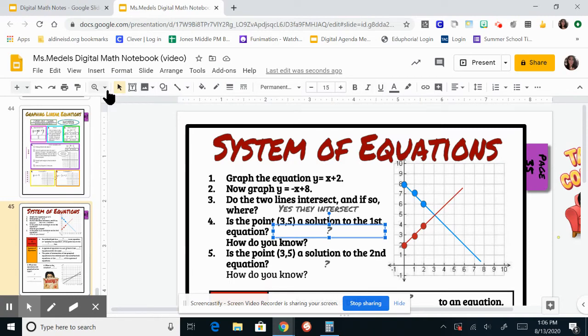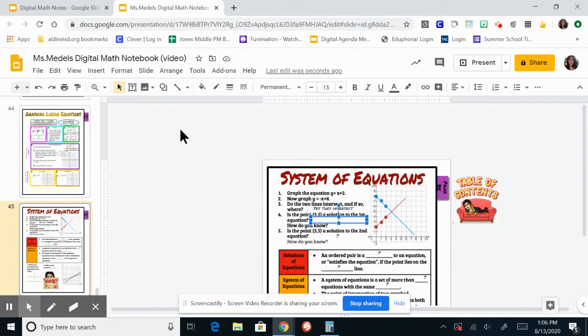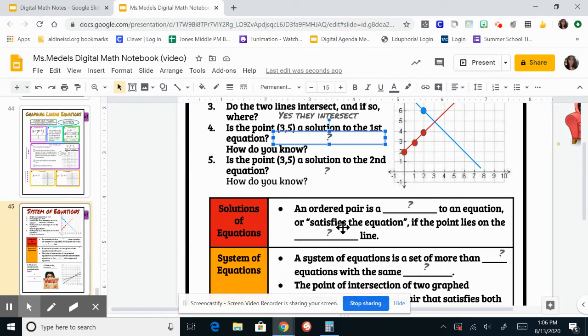I am going to zoom out just a bit. Actually, no, let me zoom back in. Sorry. Okay, so let's talk about solutions of equations. An ordered pair is going to be a solution to an equation, or satisfies the equation, if the point lies on the intersecting line.